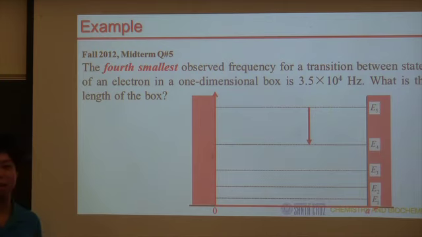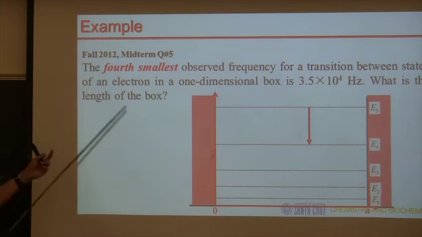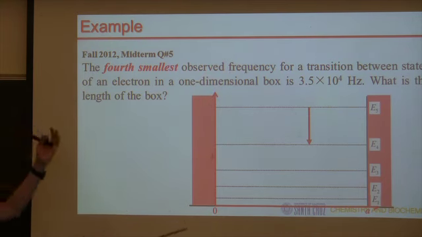5 to 4. Everybody figure out? Okay, the first thing is we talk about small. So it must be the transition between two adjacent energy levels. But anyway, before that, you can actually translate a little bit. Let's say the fourth smallest frequency.